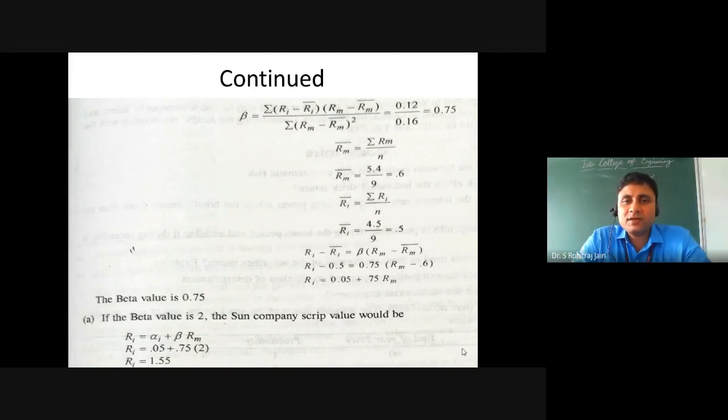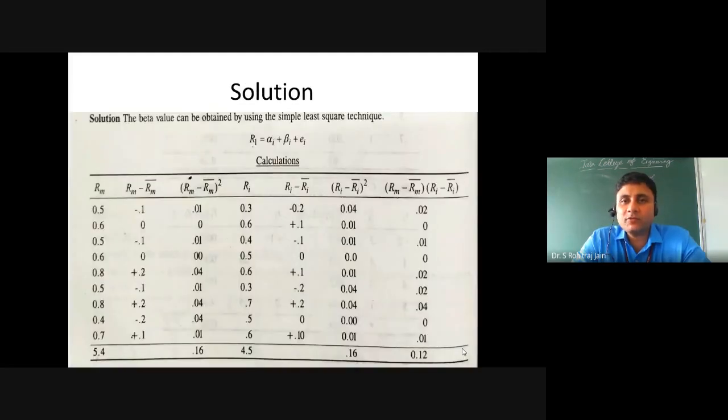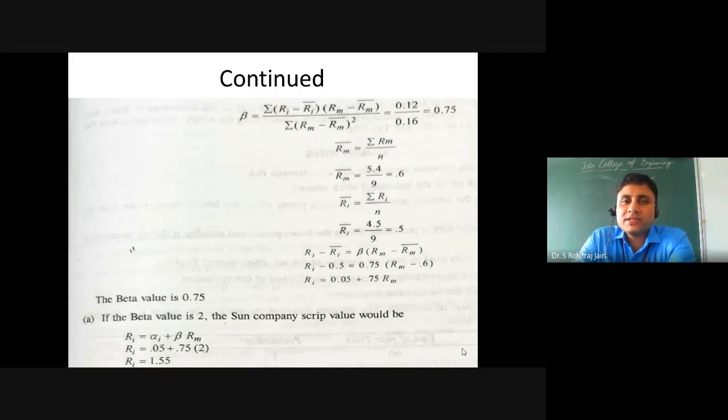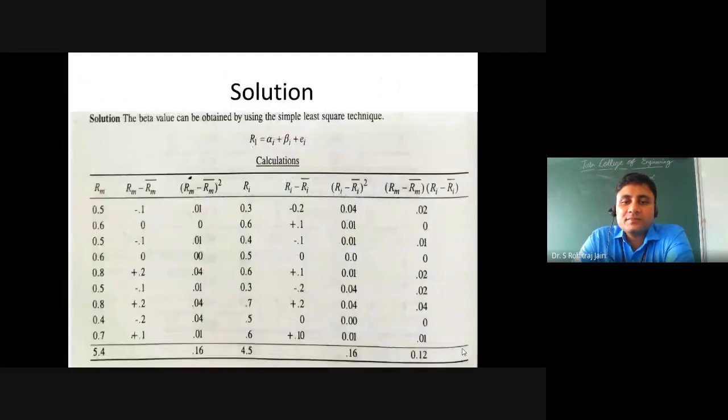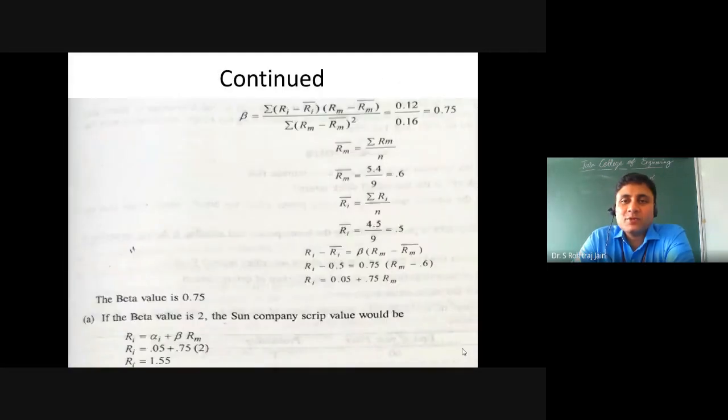Summation of Ri minus Ri bar. Already we have got the value, 0.12, the summation of the last column, divided by summation of (Rm minus Rm bar) whole square, which is 0.16. So beta value I got to be equal to 0.75. Please use a box for this formula. Okay.